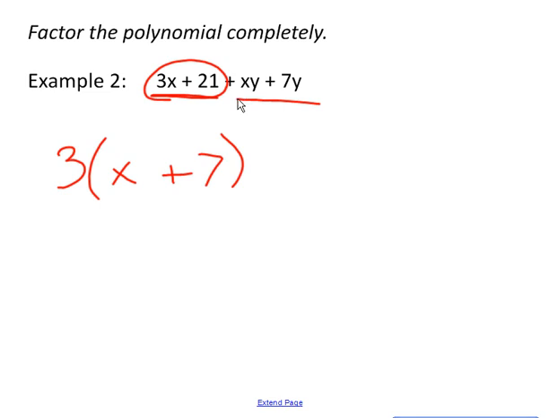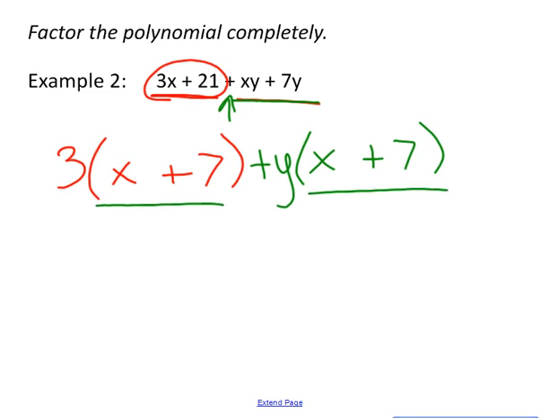Next, we're going to look at the second set of terms, xy plus 7y. Do they have anything in common? They do not have a number in common, but they do have a y in common. And in fact, since this is positive, we're going to put positive y on the outside and divide out a y. If you take xy and divide out a y, you're left with x. If you have 7y and divide out a y, you're left with 7.